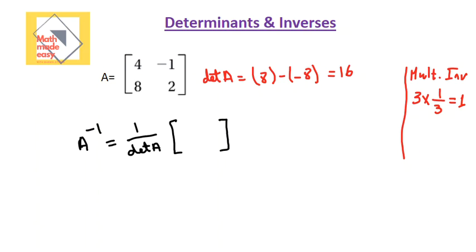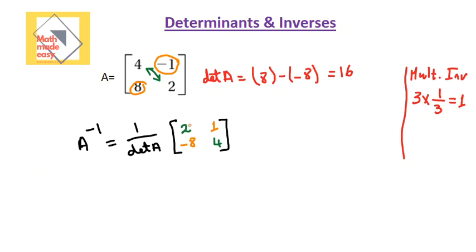I am going to look at these first two numbers I have here, and I'm going to switch their places. So I'm going to put the 2 in the first row and first column, and put the 4 in the second row, second column. This is for these two first numbers. What about the other two? For the other two numbers, we're going to switch the signs, the negative 1 and the 8. So this is a negative 1, when you switch its sign, it becomes a 1, and the 8, when you switch its sign, becomes a negative 8.